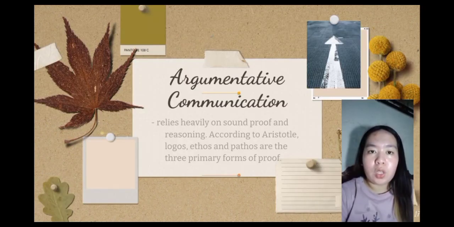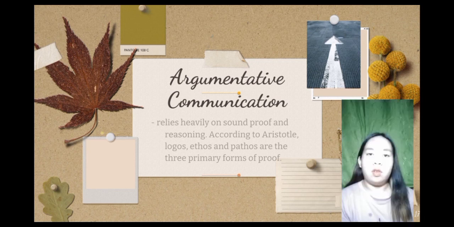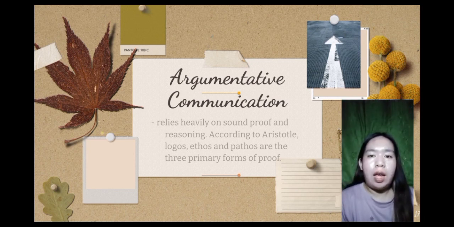Argumentative communication relies heavily on sound proof and reasoning, according to Aristotle. Logos, ethos, and pathos are the three primary forms of proof. It heavily relies on reasoning. The three primary forms of proof are ethos, which means appeal on ethics, pathos, appeal on emotion, and logos, appeal on logic.